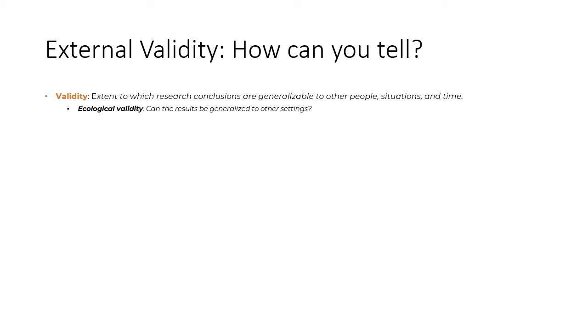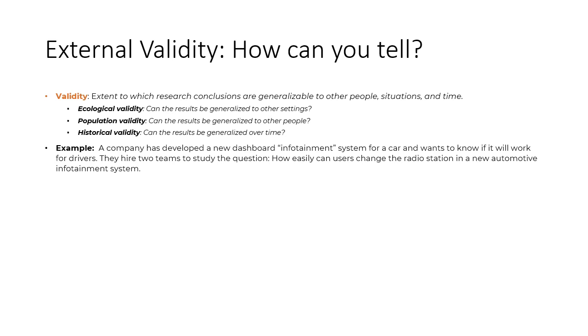Can these results be generalized to other settings? So if it took place in a laboratory or in an office, would the same hold true in the outside world? We can look at population validity. Can it be generalized to other people? And historical validity. Do you think that these results would generalize over time? We're looking now at many studies that were conducted in the 1970s. Would they still hold true today? These are all types of external validity.